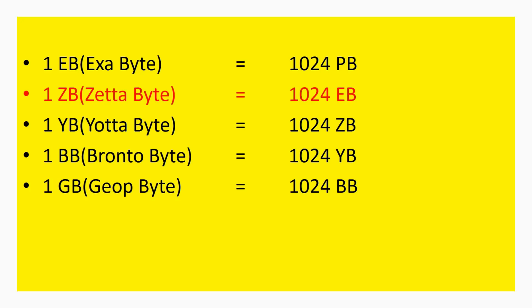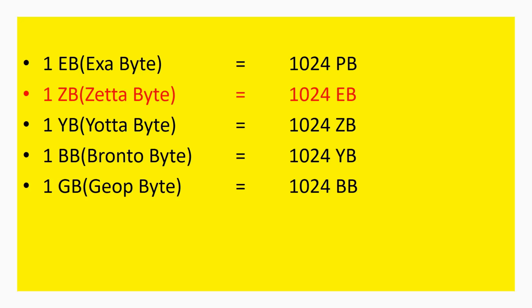And next, 1 YB, yottabyte. 1 YB equals 1024 zettabytes. And next, 1 BB, brontobyte. 1 brontobyte equals 1024 yottabytes. And next, 1 GB, here GB means geobyte. 1 geobyte equals 1024 brontobytes.